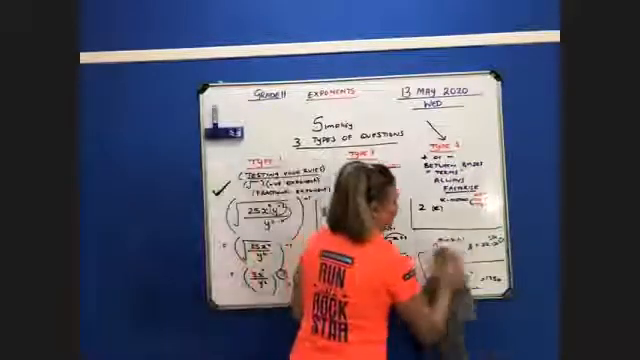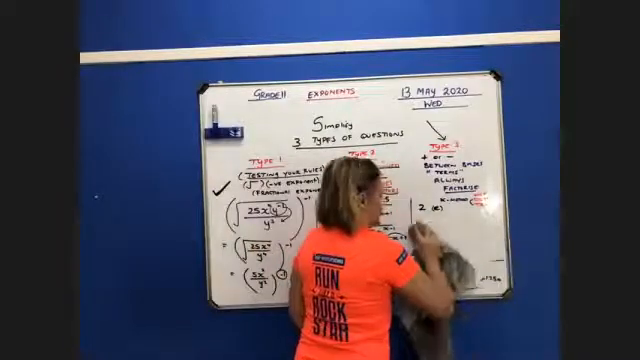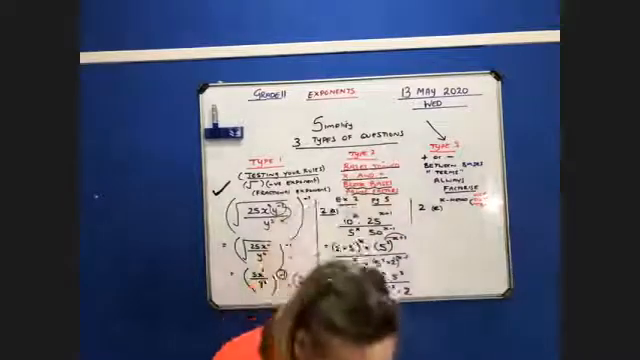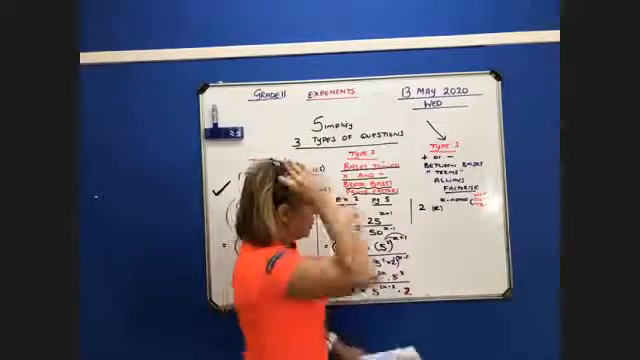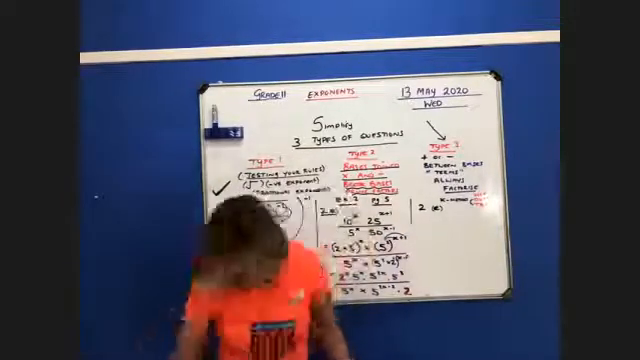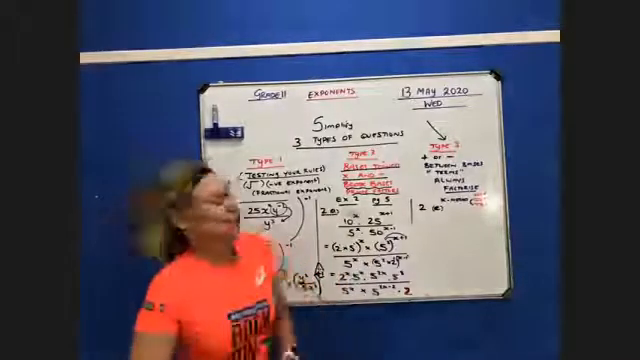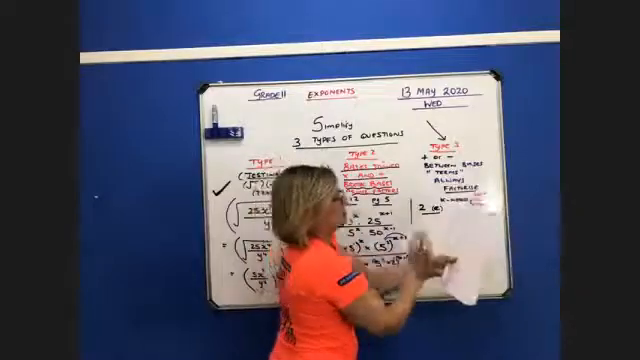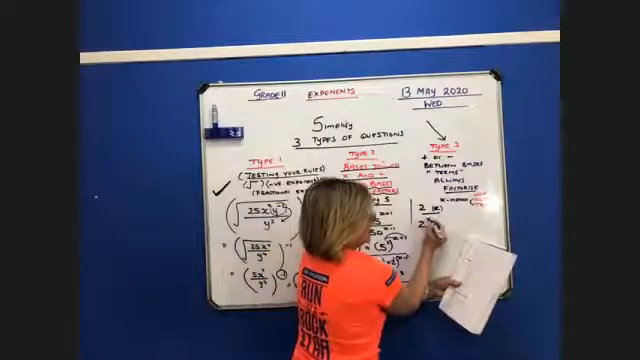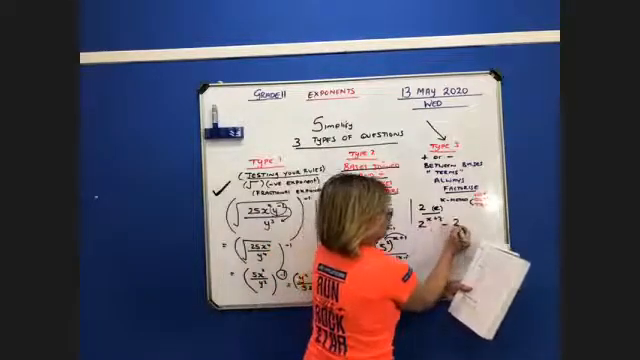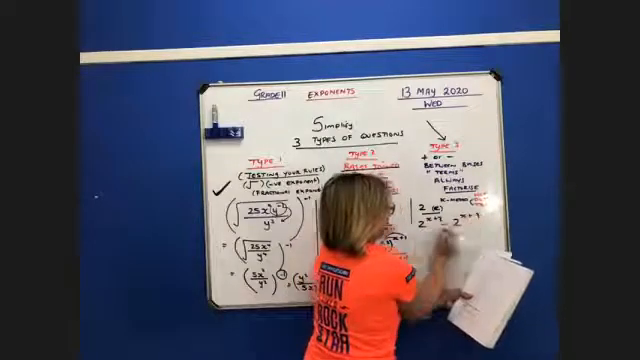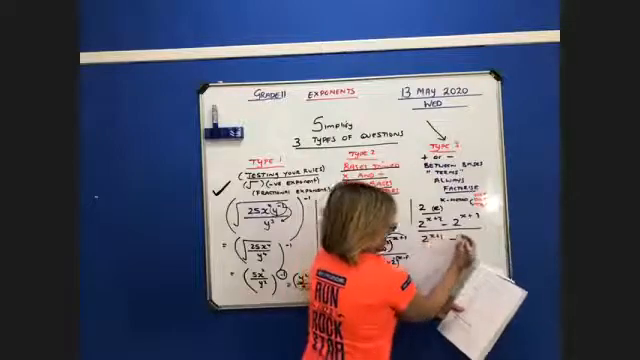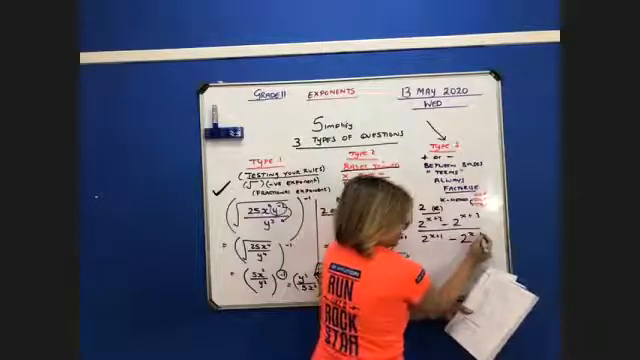Okay, I'm erasing this, so I can now show you a type 3. Type 3 is where you factorize. So if I do 2e from the book, 2e goes like this. 2 to the x plus 2 minus 2 to the x plus 3 over 2 to the x plus 1 minus 2 to the x plus 2.